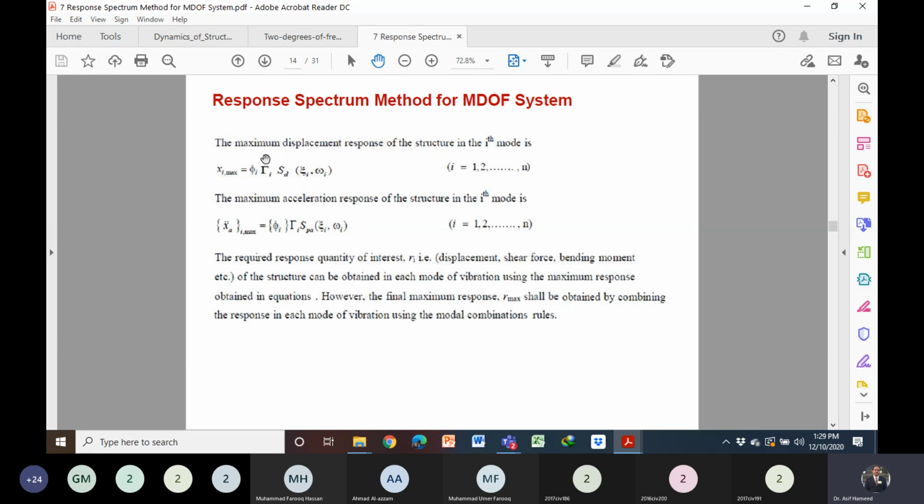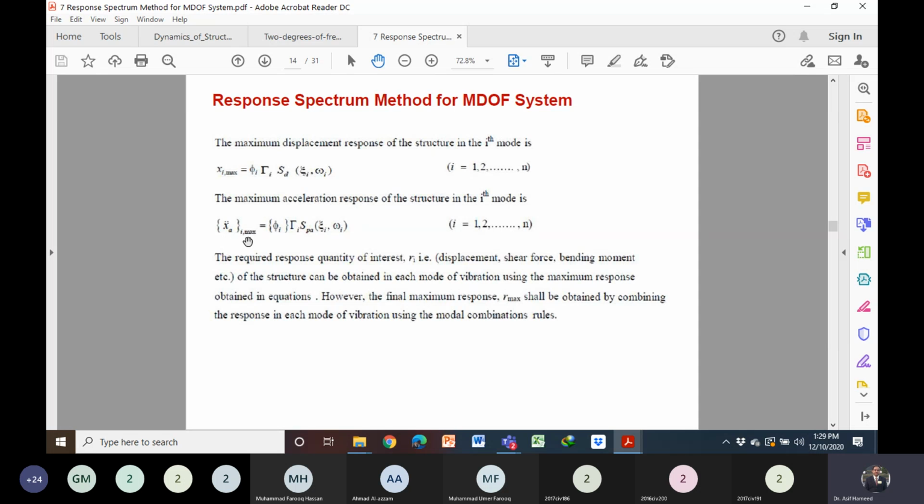What we have to do to find out the response of a certain mass in any mode of vibration, simply you have to multiply with the modal participation factor and also with the corresponding value of the relative displacement which we can get from the modal vector. Okay? This is the relative displacement of a certain mass in the first mode of vibration. This is the modal participation factor, and this is the spectral displacement which you can see from the response spectrum.